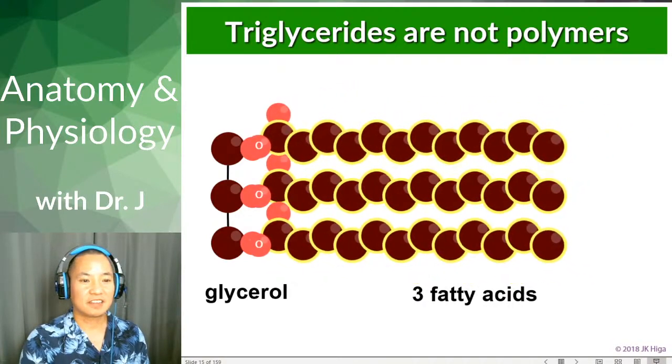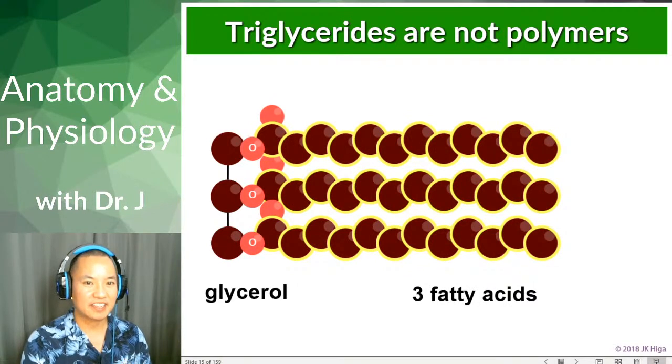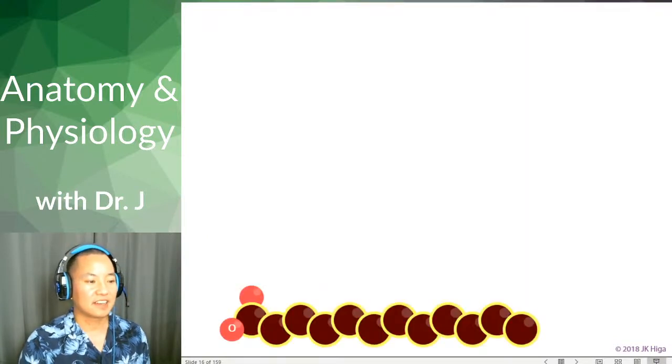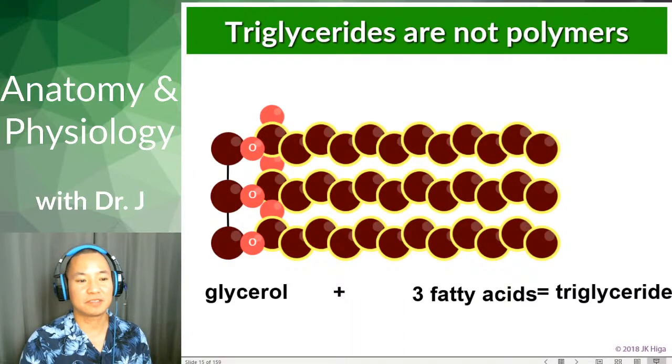And again, it's not from 3 glycerols, 3 fatty acids. So again, triglyceride refers to the amount of fatty acids, just like monoglyceride refers to 1 fatty acid, diglyceride refers to 2 fatty acids, triglyceride refers to 3 fatty acids. Why isn't it considered a polymer? Thing is that you're limited to 3. On 1 glycerol molecule, 3 fatty acids is the absolute maximum.